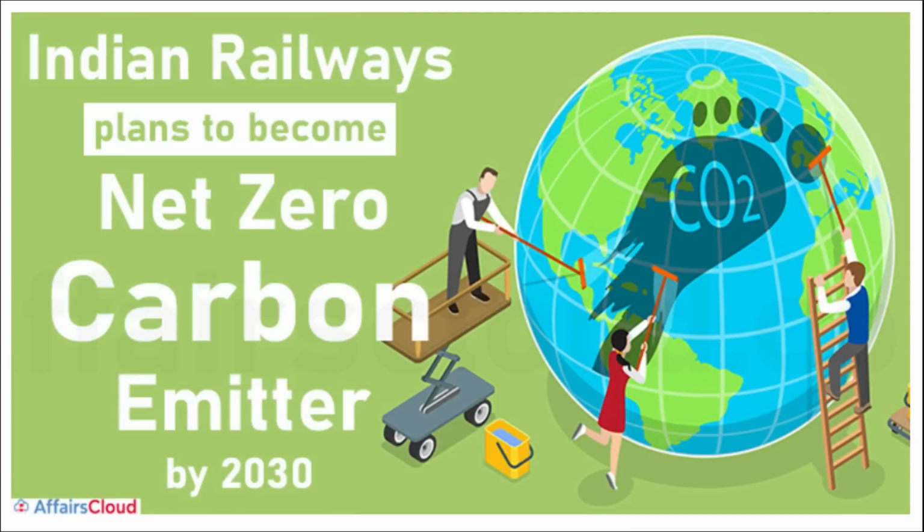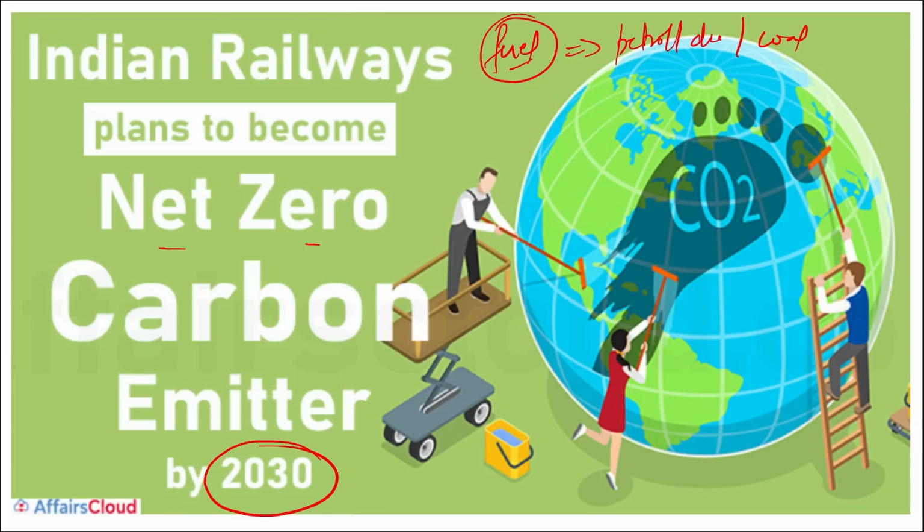Next news. Second is Indian Railways plans to become net zero carbon emitter by 2030. How do you emit carbon? Just by burning fuel. Even when we burn fuel such as petrol, diesel, coal, what you do is you are generating electricity. So we can say for generating electricity, as of now we are burning fuel.